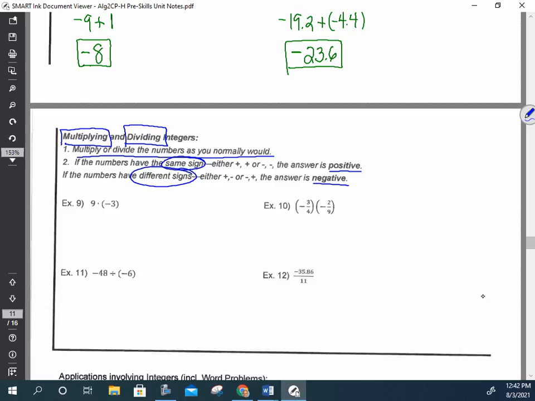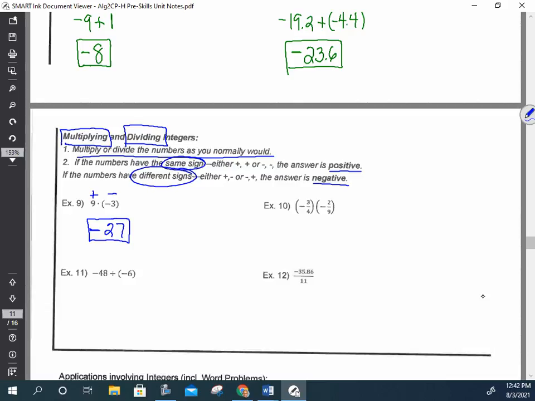So, example 9. You have 9 times negative 3. So you have a positive number and a negative number. So that automatically means that the answer is going to be negative. Then 9 times 3, 27. So negative 27, done.